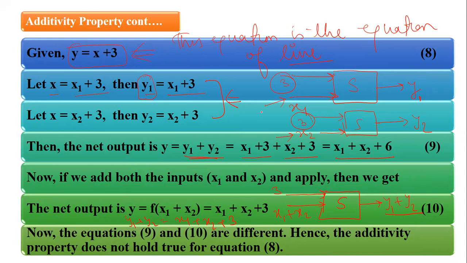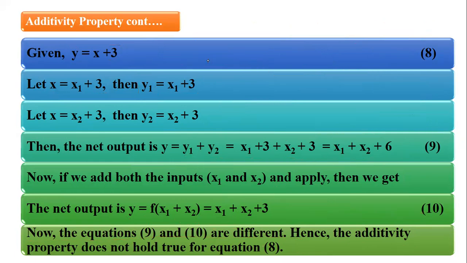Now you have applied the individual inputs here. It should give you x1 plus x2 plus 3, but what it has given, by adding mathematically the two equations, is x1 plus x2 plus 6, and these two equations are not identical, they have to be identical. When they are not identical, we'll say that the additivity property, or you can say the principle of superposition, does not hold true. So this particular equation, no doubt it belongs to the equation of a line, but this equation is not linear, not linear.